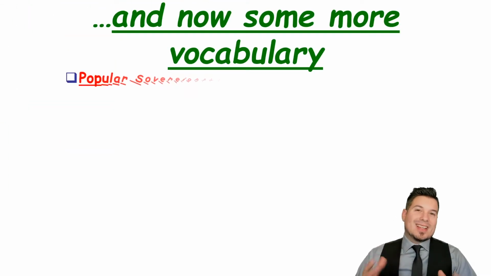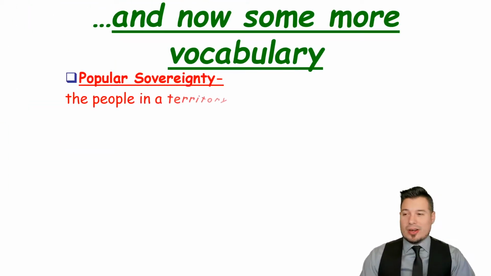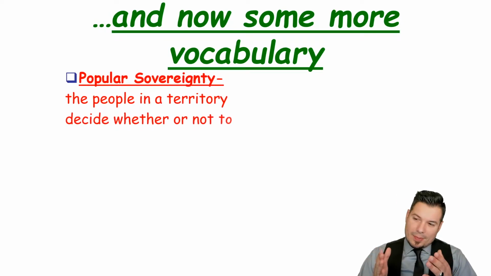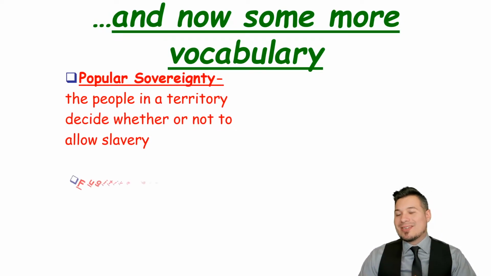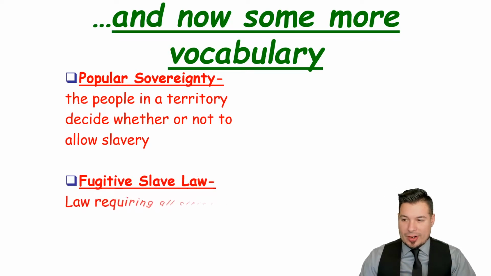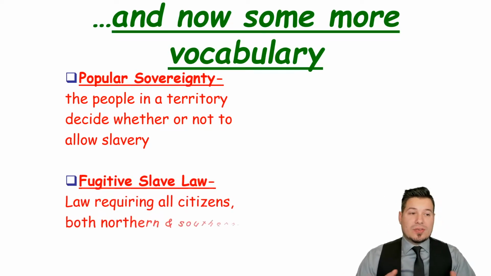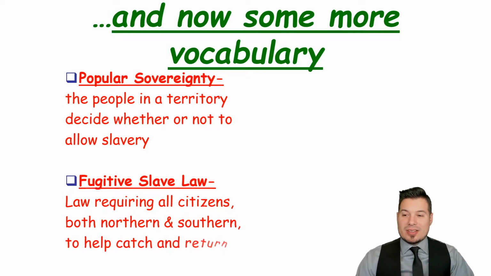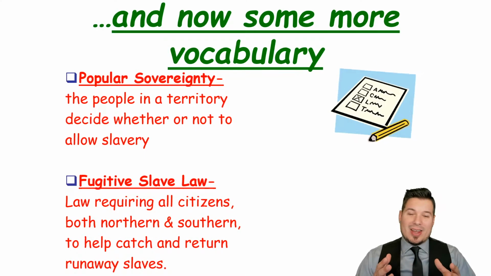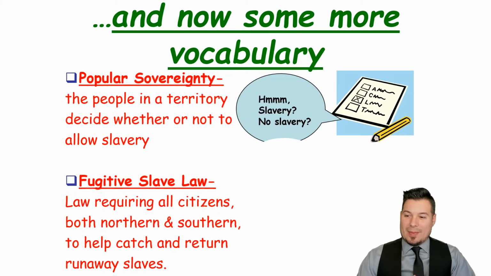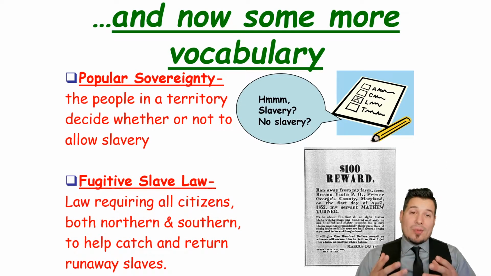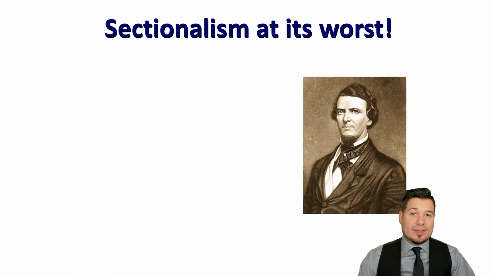So let's go over some vocabulary, some of the stuff that we saw earlier. Now, popular sovereignty is when you have the people in a territory decide whether or not to allow slavery in that particular territory. You also have the fugitive slave law, which requires all citizens, both northern and southern, to capture and help capture and return runaway slaves. So again, we have two laws that the South really does enjoy, yet obviously the Northerners aren't going to like. This was a big defeat when it comes to the fight against slavery, for sure.